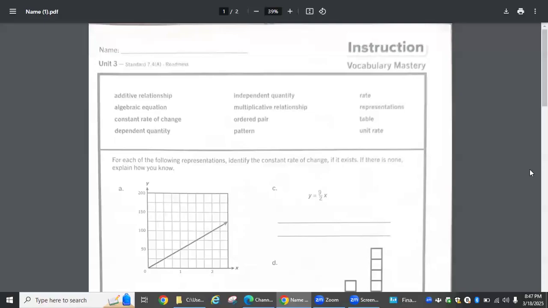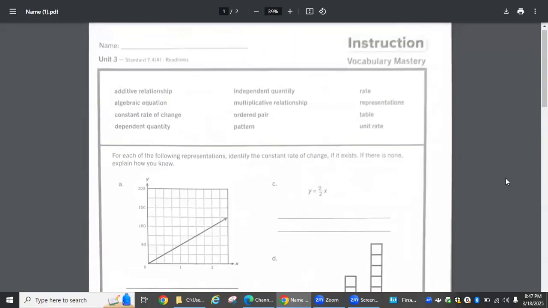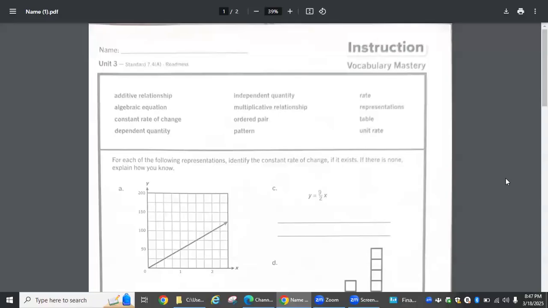All right, so we're gonna go over some of this stuff from Unit 3. This is going to be on page 29. If you're not on page 29 yet, go ahead and flip on there. I am gonna give you some vocabulary definitions, and that's what we're gonna do here, and we're gonna fill out some of this.